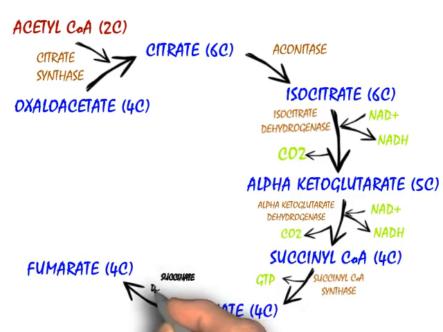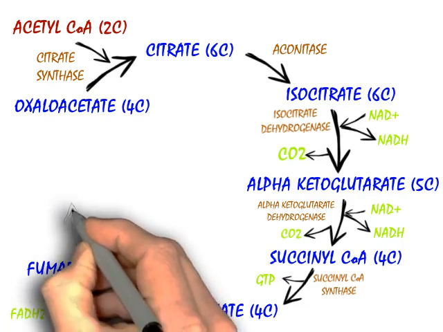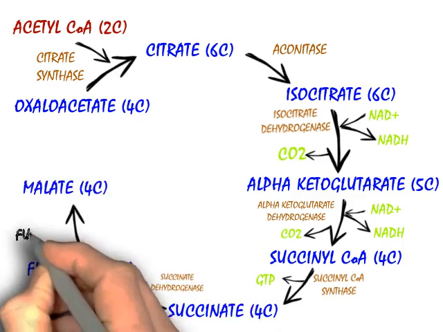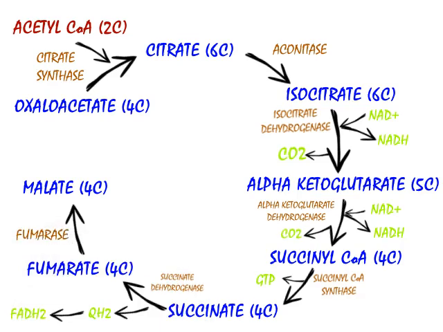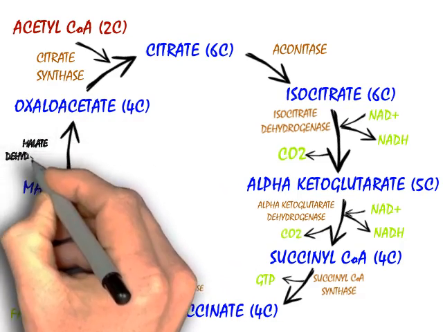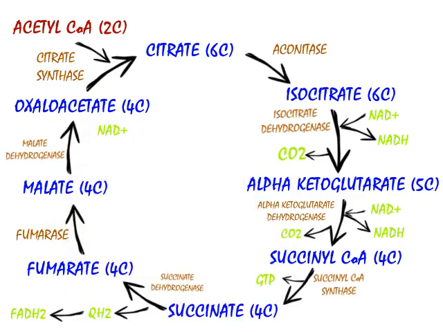In this reaction, 2 hydrogen atoms with their electrons are transferred to FAD, producing FADH2. The enzyme that carries out this step is embedded in the inner membrane of the mitochondria, so FADH2 can transfer its electrons directly into the electron transport chain. Now moving on to step 7, water is added to the 4-carbon molecule fumarate, converting it to another 4-carbon molecule, malate, and this step is catalyzed by the enzyme fumarase. In the last step of the citric acid cycle, oxaloacetate, the starting 4-carbon compound, is regenerated by the oxidation of malate. Another molecule of NAD+ is reduced to NADH in this process.